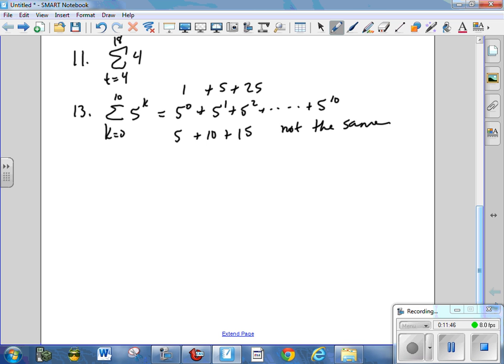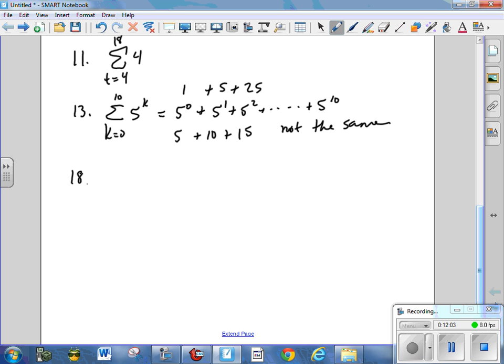Number 16, I think, is pretty straightforward. Number 17, use your calculator, list the terms, see the pattern. I don't think it's as hard as it looks. 18 and 19, a tip on 18 and 19.